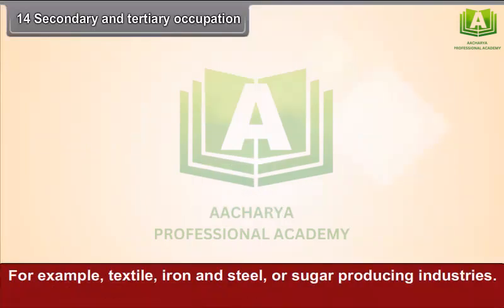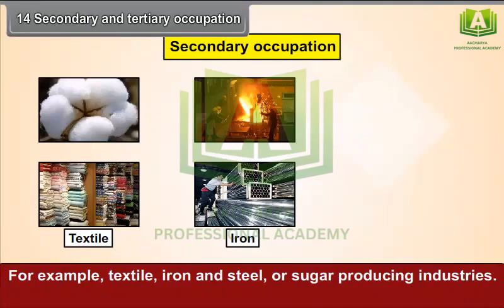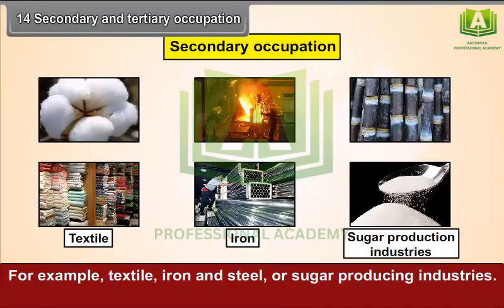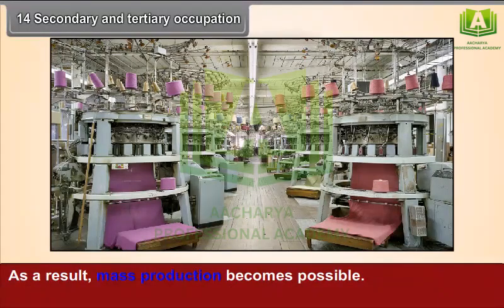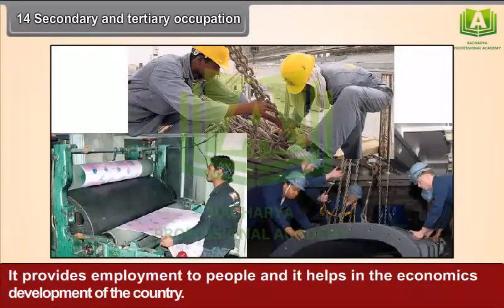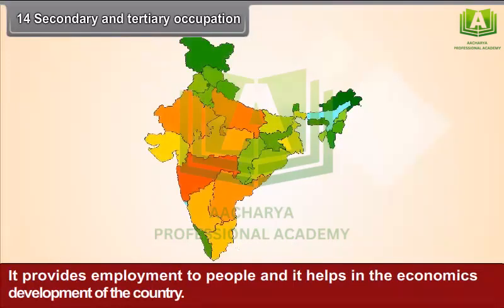For example, textile, iron and steel, or sugar-producing industries. Machines are used in these occupations on a large scale in order to obtain maximum production in less time. As a result, mass production becomes possible. It provides employment to people and it helps in economic development of the country.